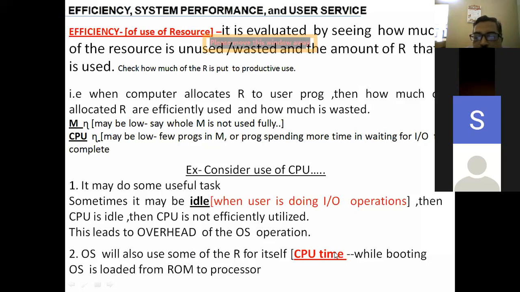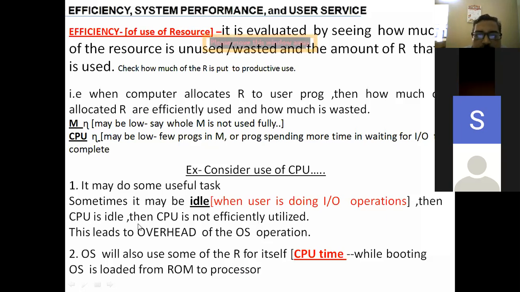So this CPU time is utilized, say, while we are booting the OS. While we boot the system, the OS will be loaded from the ROM to the processor, or to the CPU. So this will act as a kind of overhead for the operating system. So regarding efficiency, these are the points.